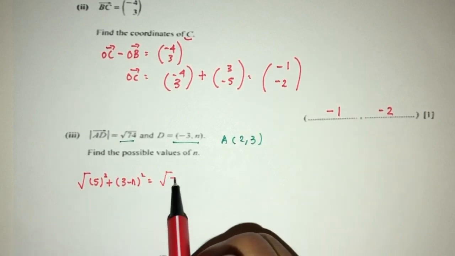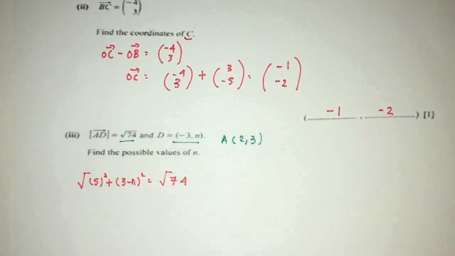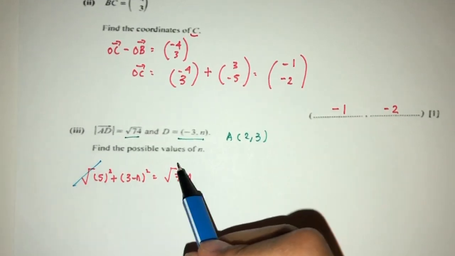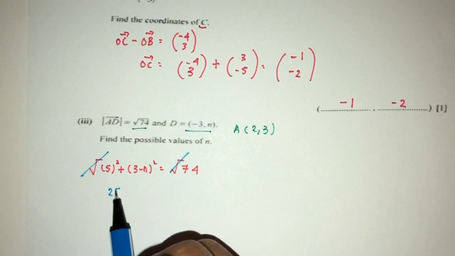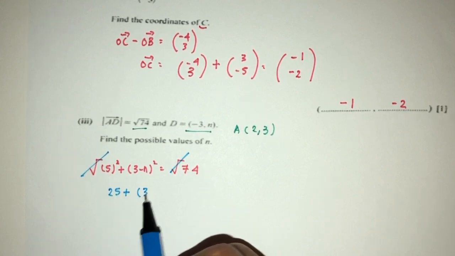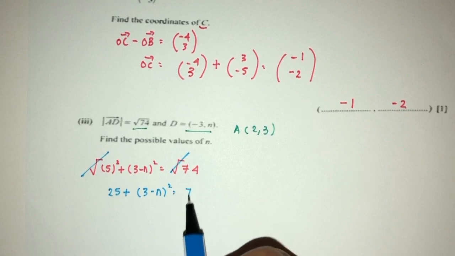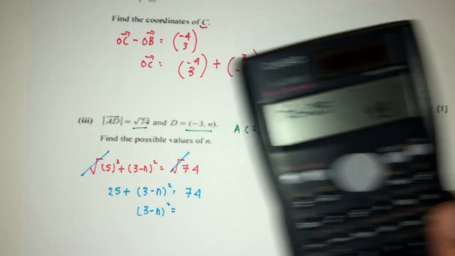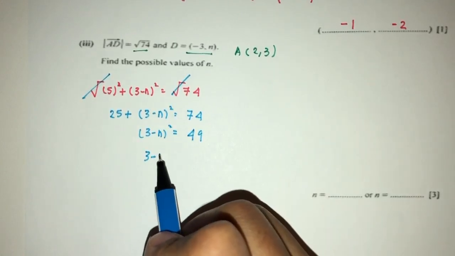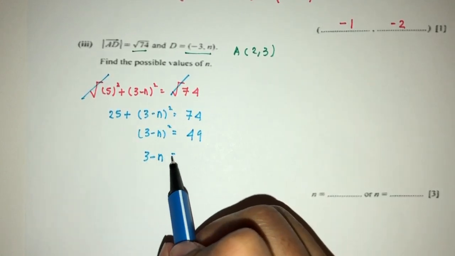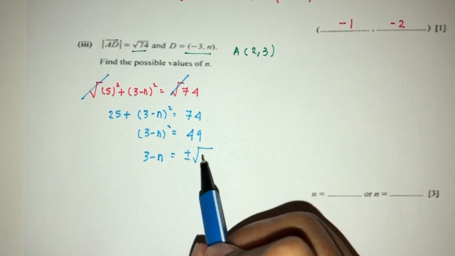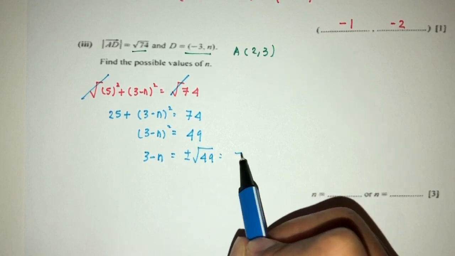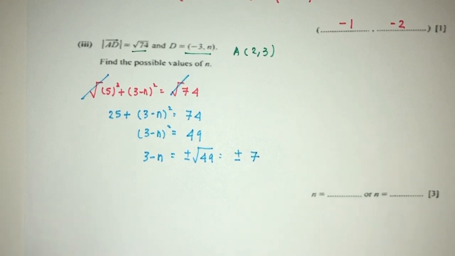That should give you root of 74 according to the question. Now these two will obviously cancel out. So you will have 25 plus 3 minus n squared has to be 74. Send this over here, you will have 3 minus n squared has to be what? 74 minus 25, that should be 49. So obviously you can see that should give you the value of plus minus root of 49, and that should give you plus minus the value of 7.